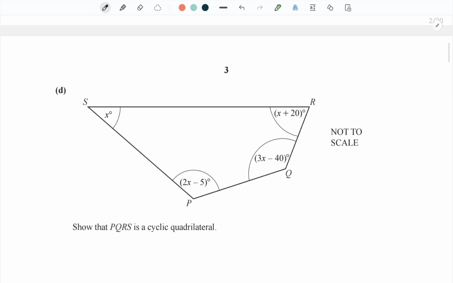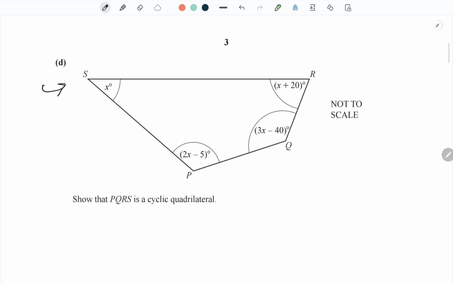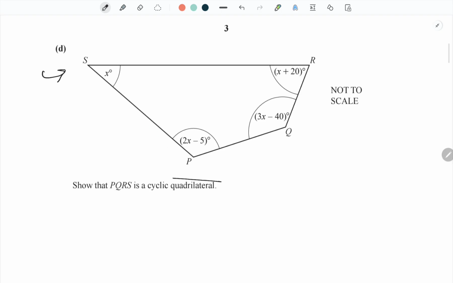Now we move to the next question. In this question we have one shape given. In that shape, show that PQRS is a cyclic quadrilateral. This is a quadrilateral shape, and we have values given for the angles. Let's see. First we add them together. So x plus 20 plus 3x minus 40 plus 2x minus 5 equals 360.